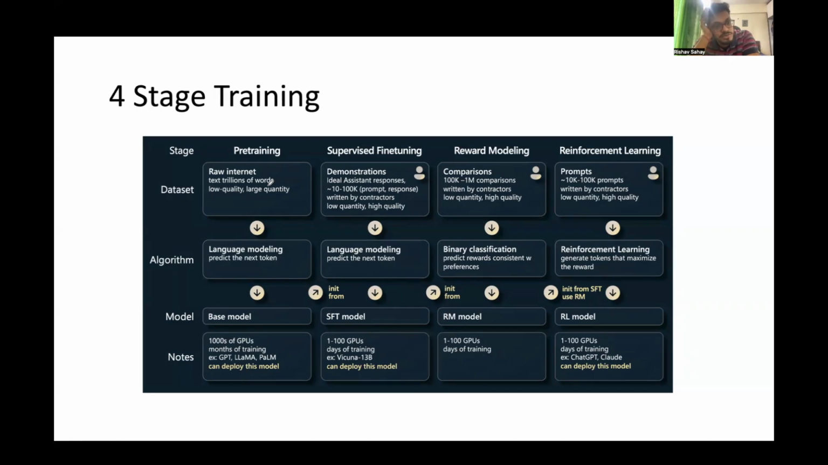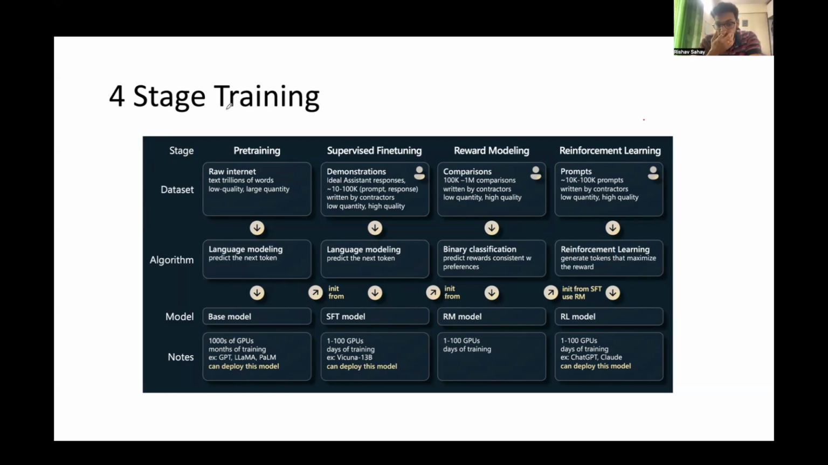So let's look at the 4-stage training. We've already talked about the pre-training stage, which typically is a language modeling task on raw internet data. This has to be a large amount of data, trillions of words, and the idea of the algorithm is just to predict the next token. This is the base model, and it is the most time-taking part of the training.